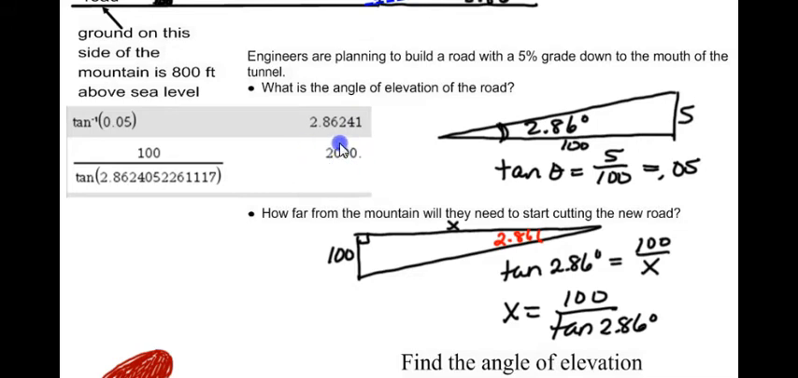And it turns out that this is the same slope of this line as this line. It's just two different triangles. So 5 over 100 is the same ratio as x over, or 100 over x. So 5 over 100 equals 100 over x. X ends up being 2,000. That's another way you could have done this problem, actually.